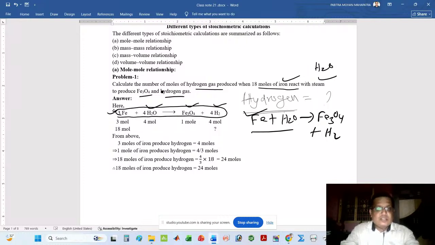For iron, the coefficient is 3. For the water molecule, the coefficient is 4. For Fe3O4, the coefficient is 1. For hydrogen, the coefficient is 4.